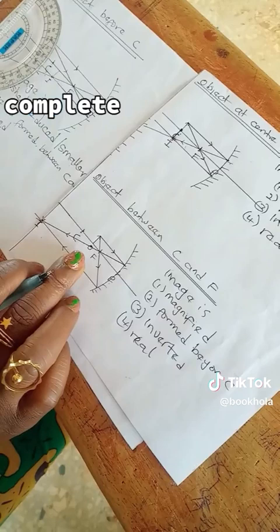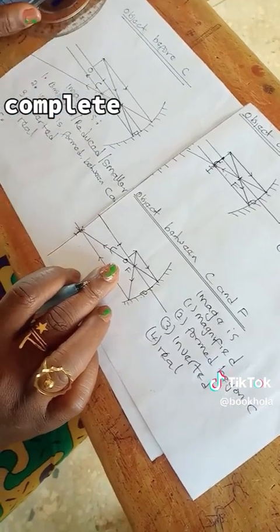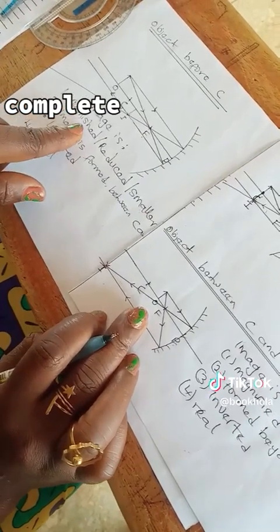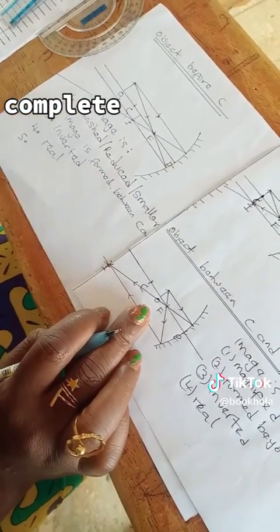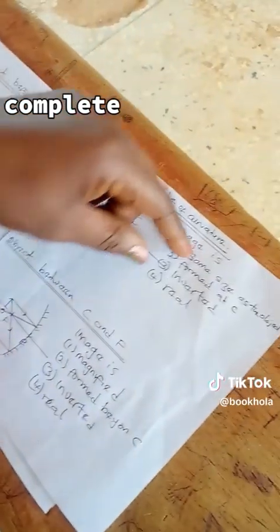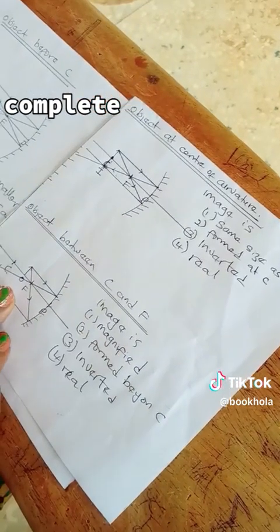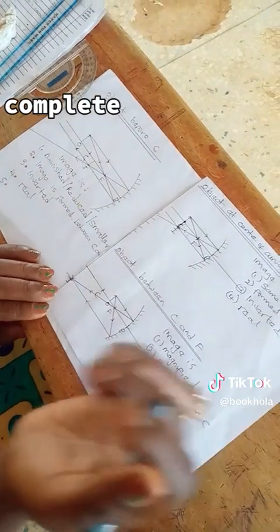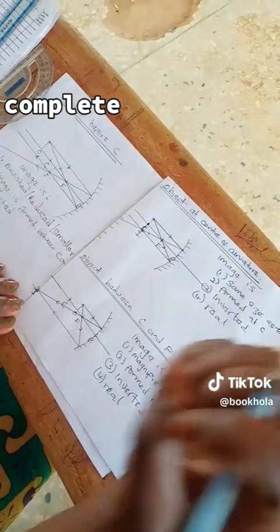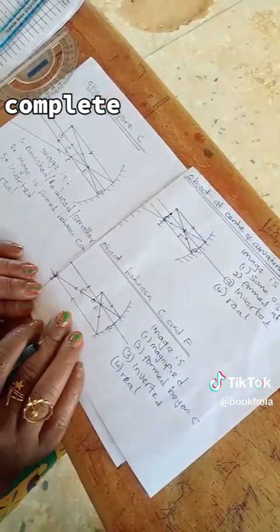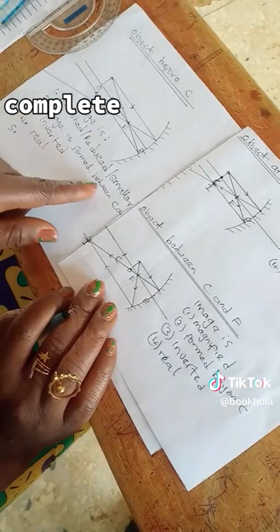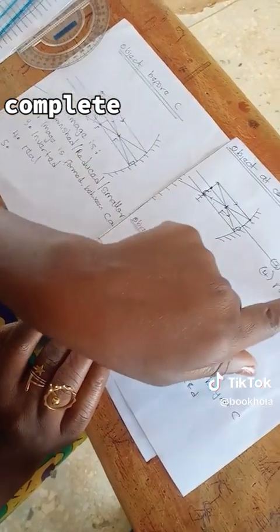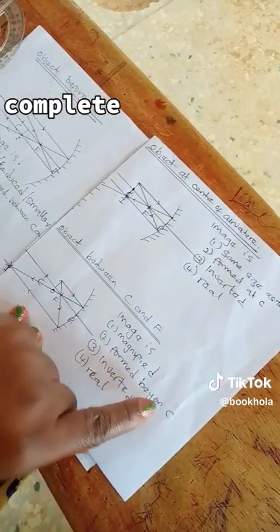So it is real. So if you look at all these characteristics, for object before C, you see that the image is diminished here. Then after being diminished, that's smaller, it became the same size. Then later it became magnified. So it means that as you are shifting the object, the image becomes bigger. Okay, now look at this. Image is formed between C for object at C. Here it is formed at C. Here it is formed beyond C.